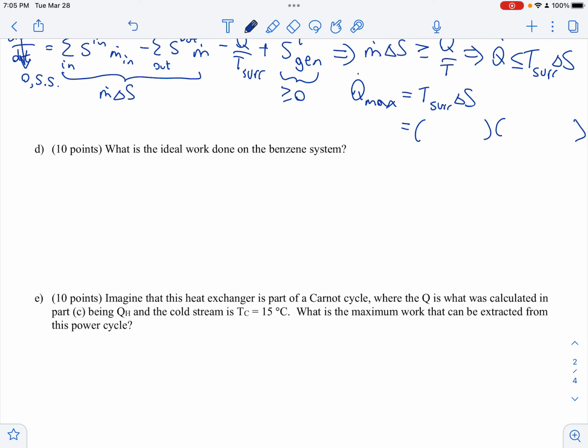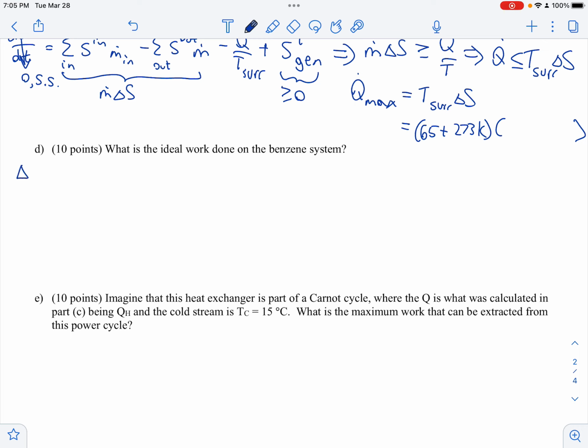And T surroundings was given, so we do know that number, 65 plus 273 Kelvin. Okay, next part. What is the ideal work done on the benzene system? Well, the ideal work would correspond to the reversible case.